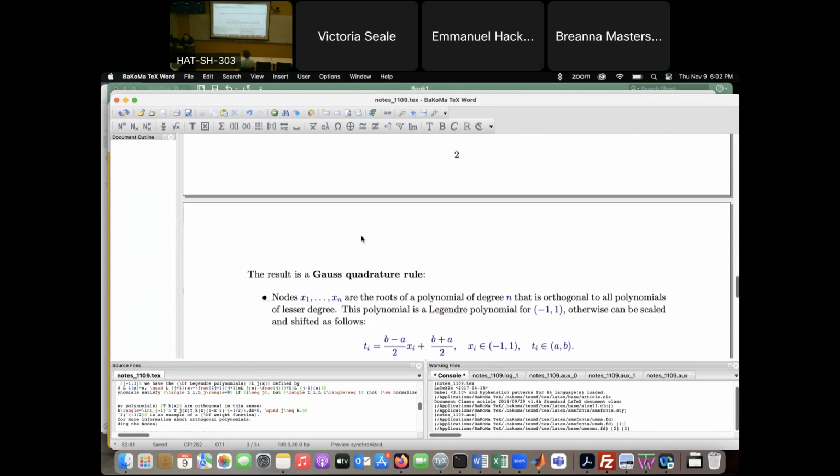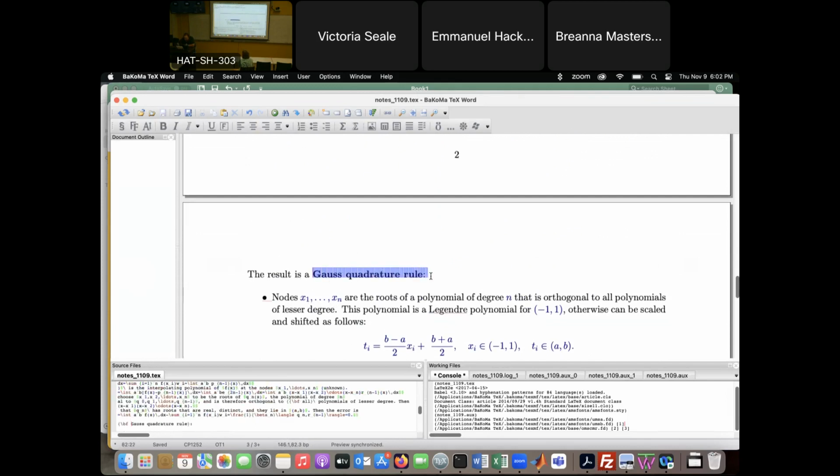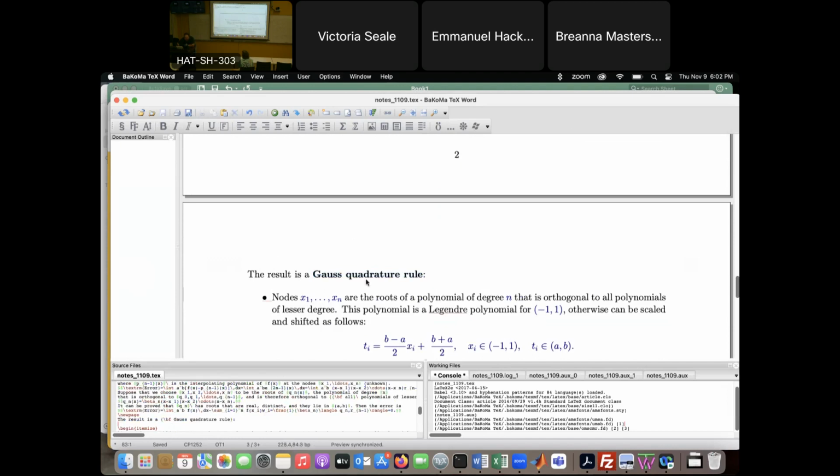Anyway, so first, getting these nodes and the weights that go with them. Now, the weights are just interpolatory weights. I mentioned previously the interpolatory quadrature. The weights are the integrals of Lagrange polynomials. That's still true here, and this is still interpolatory quadrature, just with specially chosen nodes. And so those nodes and weights together make what's called a Gauss, or sometimes Gaussian, quadrature rule.